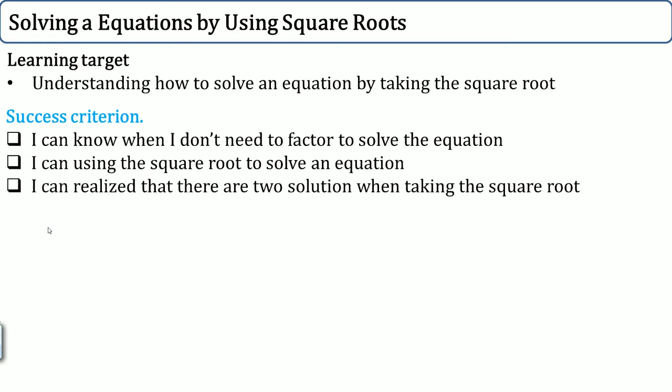Here are three success criteria. One, you should know when you do not need to factor to solve the equation. Two, you need to be able to use the square root to solve an equation. And three, you need to realize that there are two solutions when you take the square root.